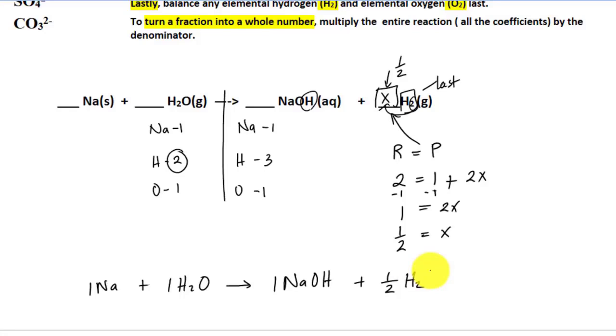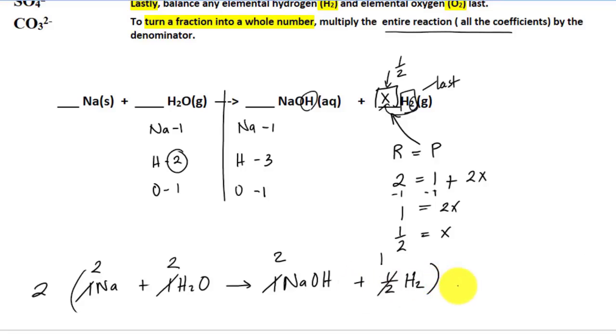But when you go to college, your professor wants you to put in the whole number. And how to get rid of this fraction is to multiply all the coefficients, or the entire reaction, by the denominator, which is that 2 right there. So this will turn into a 2, this will turn into a 2, this will turn into 2 because 2 times 1 right here, they're all equal to 2. And 2 times 1/2 gives us 1. So our answer is 2 Na plus 2 H2O produce 2 NaOH plus 1 H2.